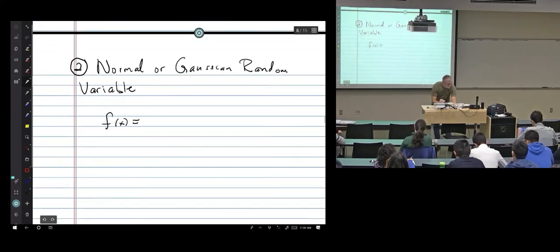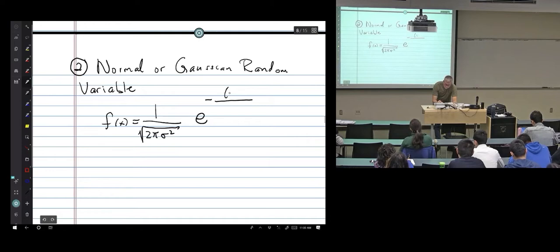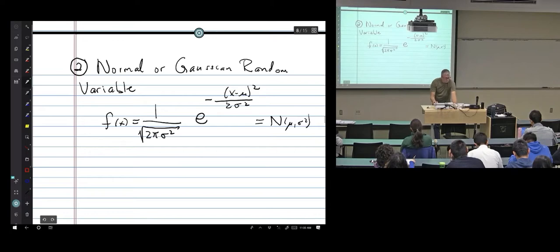So it has a beautiful formula: 1 over the square root of 2 pi sigma squared, times e to the minus (x minus mu) squared over 2 sigma squared. And it's typically written as normal, with mu and sigma squared.